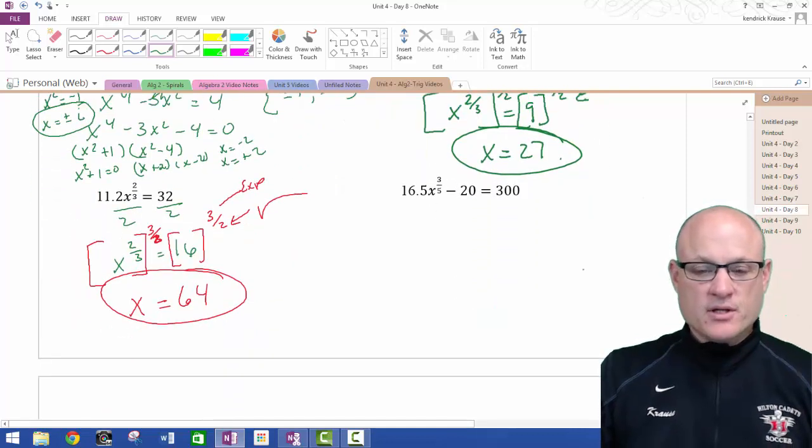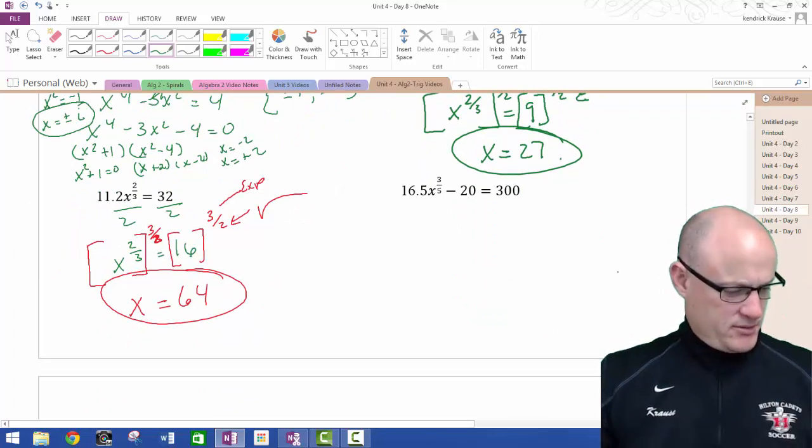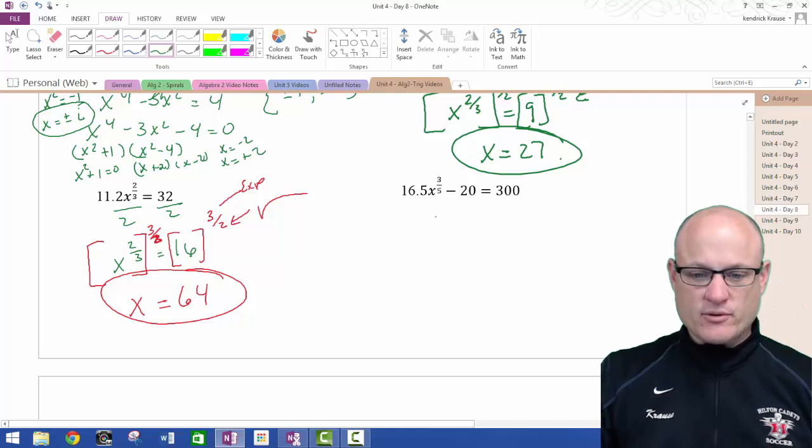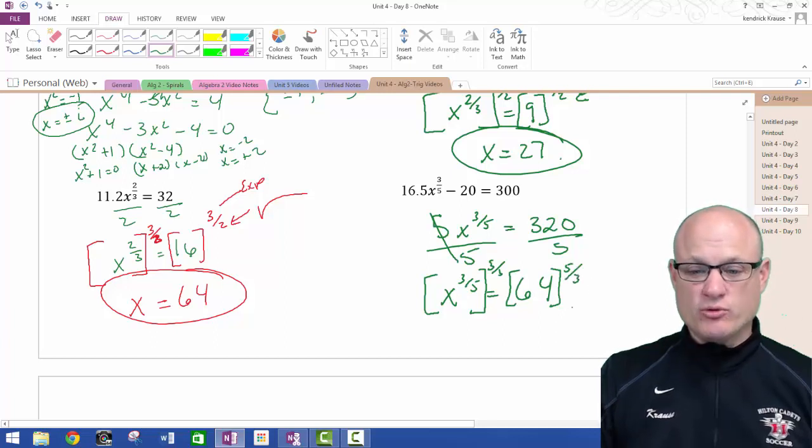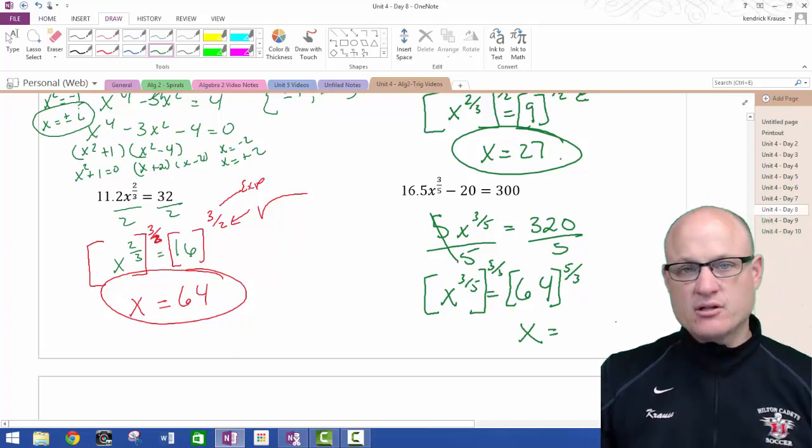Almost done, kiddies. I don't think there's another page. Nope. I'm going to add the 20 and bring it over. So I get 5x to the 3/5 power equals 320. I'm going to divide by 5. And I get x to the 3/5 power equals 64. I'm going to raise this to the reciprocal, which is 5/3. So I need to take the cube root of 64. Well, the cube root of 64 is 4.